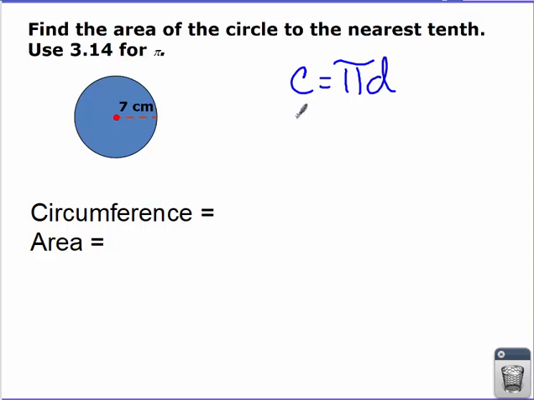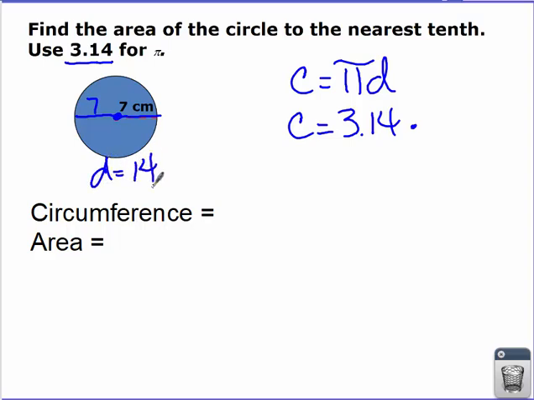Okay, so circumference. Do I know the circumference? No, that's what I'm looking for. So C equals. Well, pi, we're going to use 3.14 for that. So 3.14 times. Now we need to understand the diameter. In this particular problem, we were given the distance from the center to the circle, and we know that that's 7. Well, that is called a radius. Well, I need to know the diameter. So if from center to the circle on this side is 7, from center to the circle on this side is also 7. So that tells me the diameter is 14.